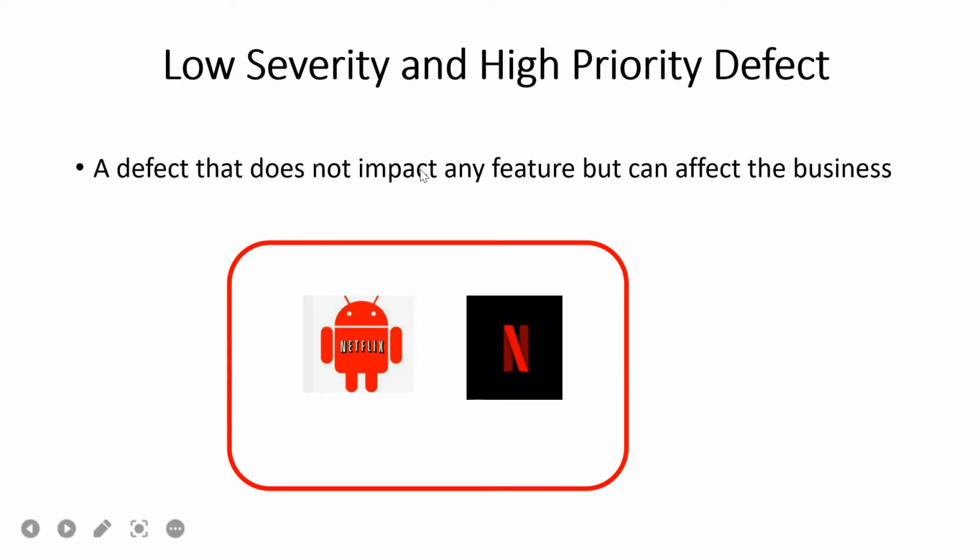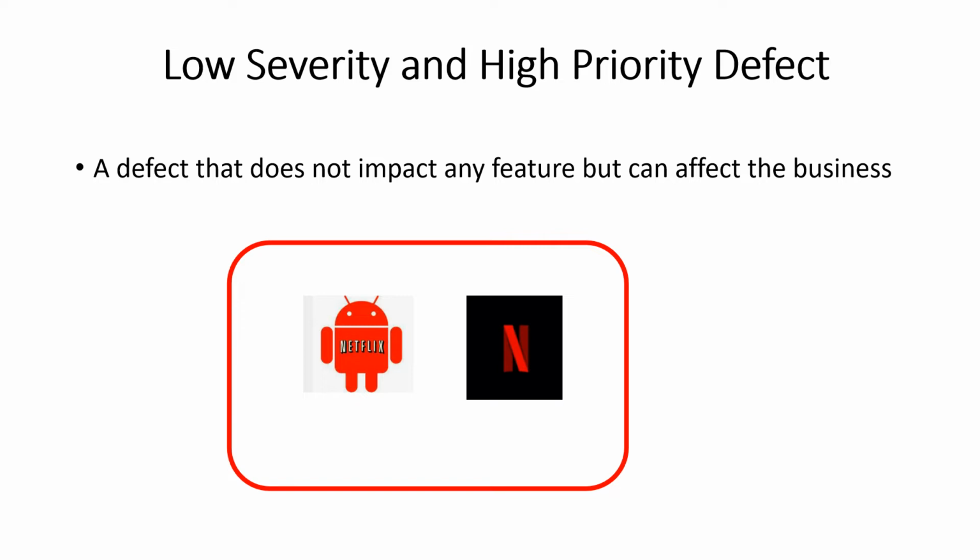A defect that does not impact any feature or functionality, but can affect the business, will fall under low severity and high priority. Imagine the Netflix logo is shown in a wrong way. Obviously, the customers can think that this is a wrong site they have landed on, right? So they will misinterpret it. Those things can affect the business, so those will be put under high priority, but the severity will be low.